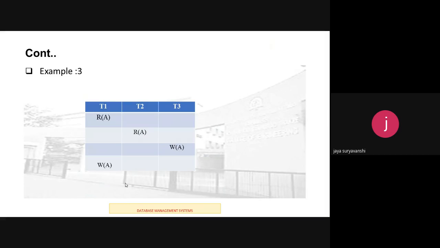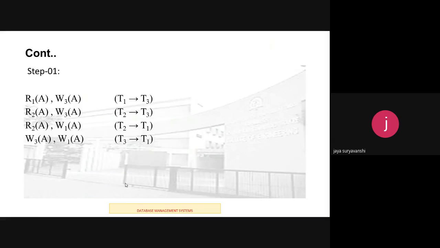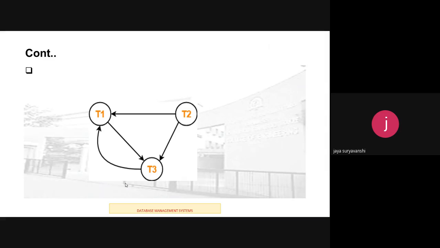Again, we will take one more example, the third example. Through this example, check whether the given schedule S is view serializable or not. Again we will follow the same steps. We know that if the schedule is conflict serializable, then it is surely view serializable. So again we will find the conflict operations, and on this basis determine the dependencies graph between them. These are the conflict operations within these transactions.